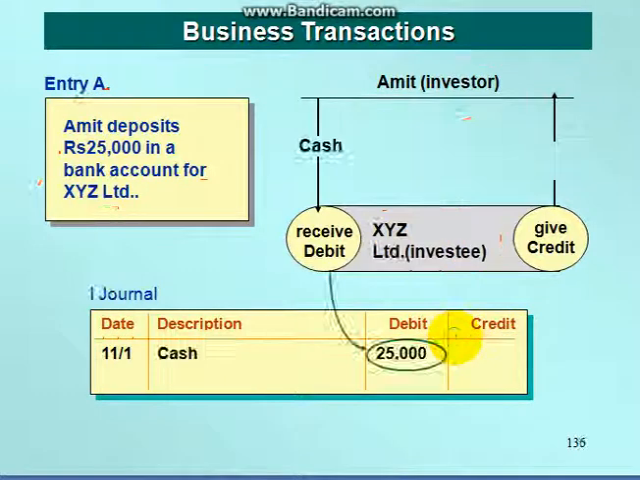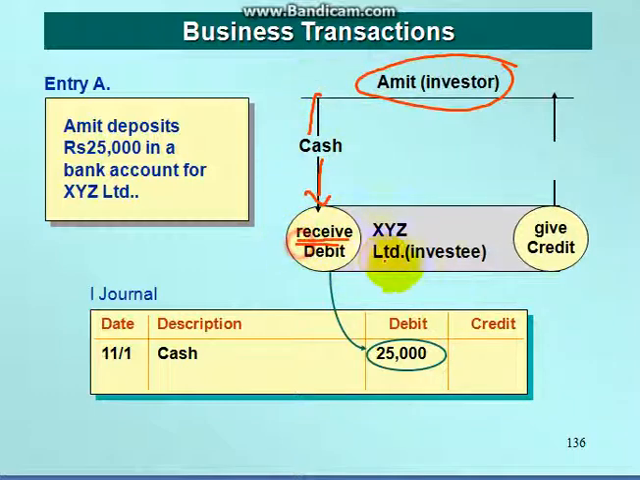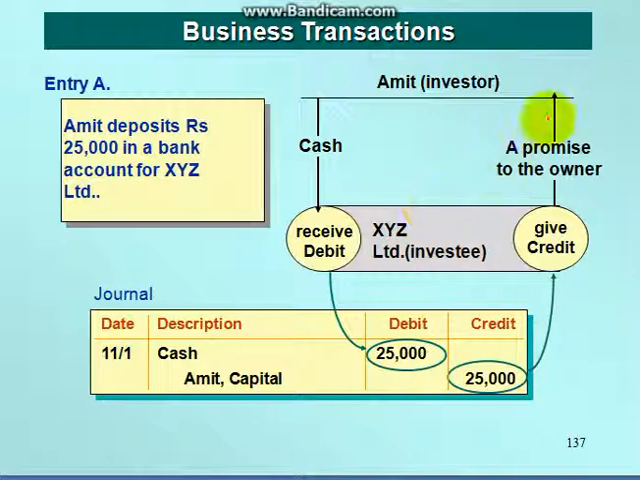Now how will we take this entry? Entry is nothing but Amit is the investor who is giving money in the form of cash. So the money is being received from the point of view of Mr. XYZ. So it will come in debit side. Now what capital account of the firm says that we have to return that money to Amit after making use of it. So there is a promise from the owner to Amit, who is the investor, that will return that money. So it will come in Amit's capital, that is on the credit side, right? So this is where the business transaction is being recorded.